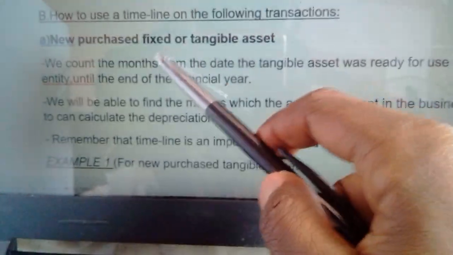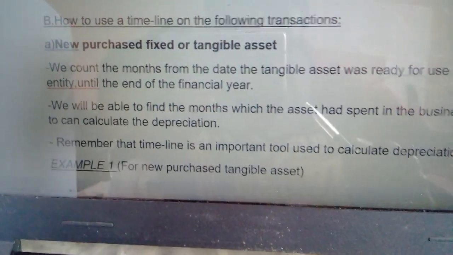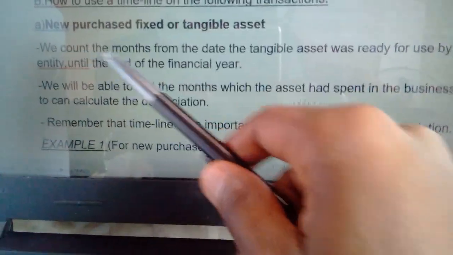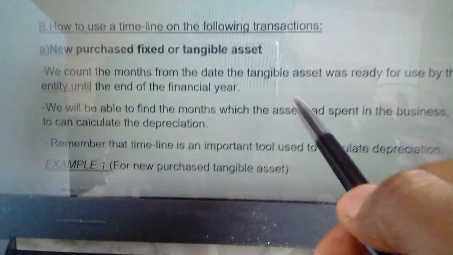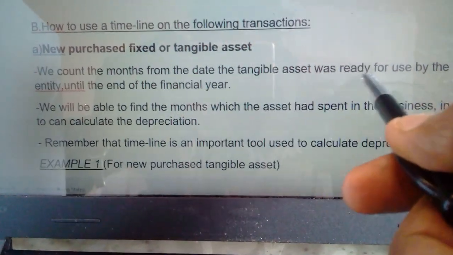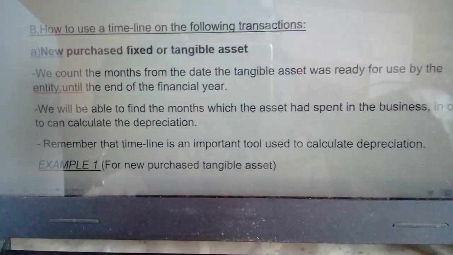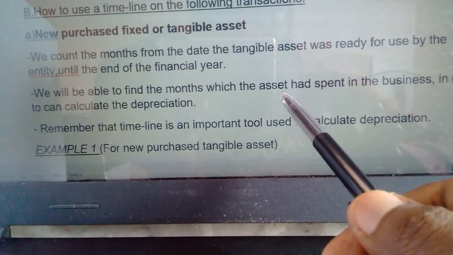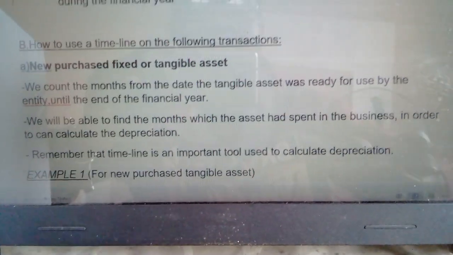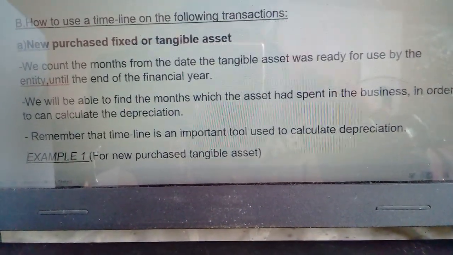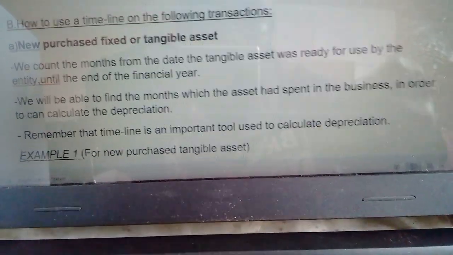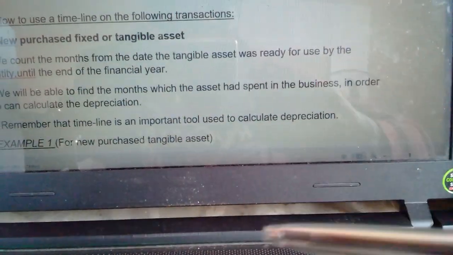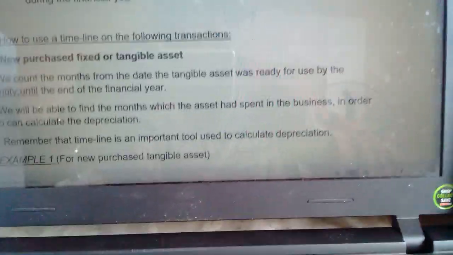On a newly purchased fixed tangible asset, you will count the months from the date the asset was ready for use, or when it was purchased, until the end of the financial year. It means from the date it was purchased until the end of the year. You'll be able to find the months the asset has spent inside the business. Remember, the timeline is a very important tool to calculate depreciation.